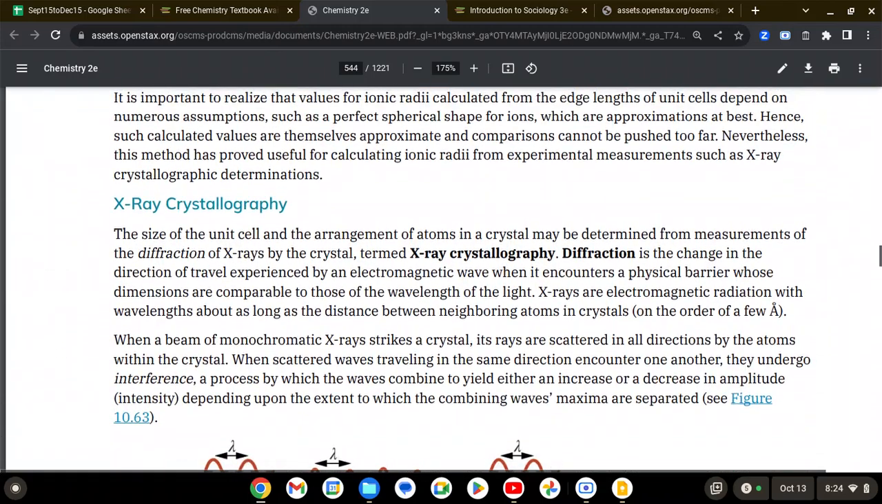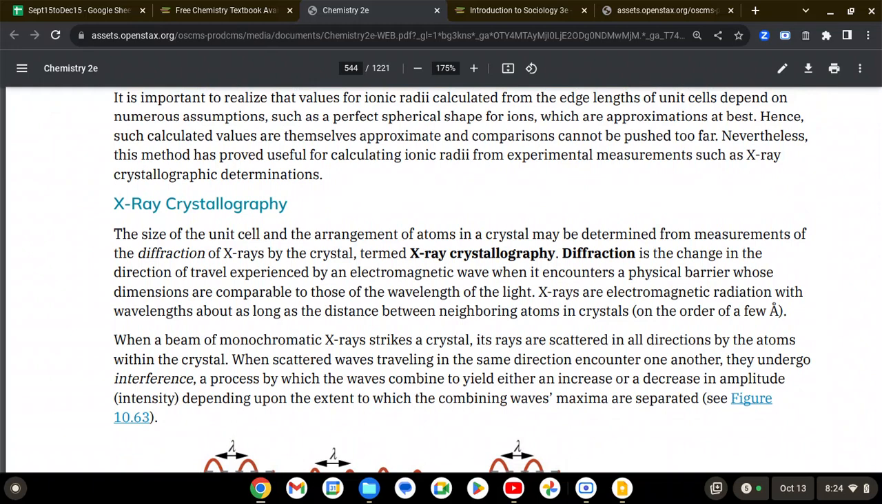It is important to realize that values for ionic radii calculated from the edge lengths of unit cells depend on the numerous assumptions, such as perfect spherical shape for ions, which are approximations at best. Hence, such calculated values are themselves approximate, and comparisons cannot be pushed too far. Nevertheless, this method has proved useful for calculating ionic radii from experimental measurements such as X-ray crystallographic determinations.